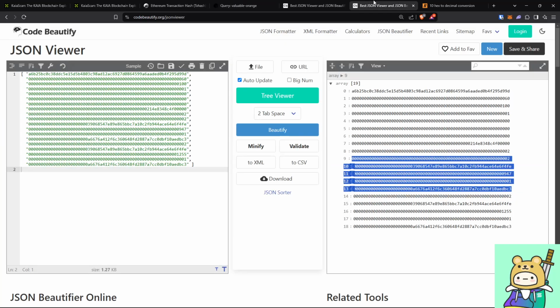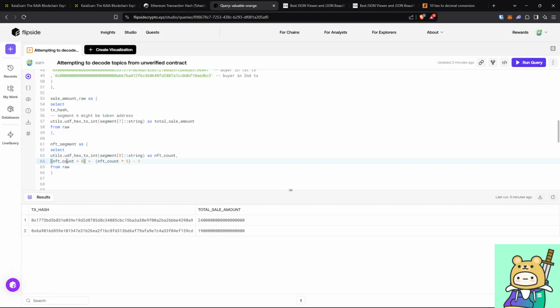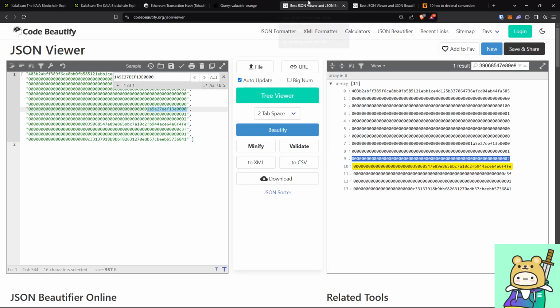Let's verify this for the next one as well, right? So NFT count is 2. So NFT count is 2, that means it's 10, which is not right. So this should be a fixed number. This should just be 9. Wait, should it be 9?